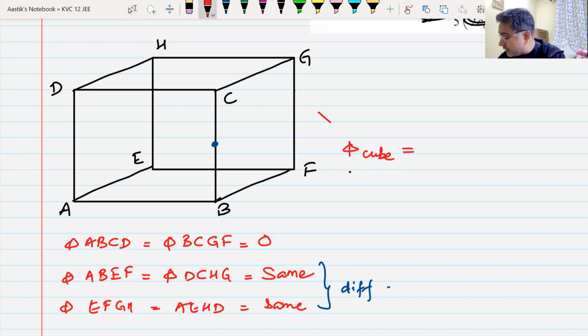I need to put a cube here in front, side by side of this one. Then I need to put a cube here in front of this one. Then I need to put a cube in front of the second one. Now it will be exactly at the center of these 4 cubes, and the flux through any one cube will be Q by 4 epsilon naught. Do we understand this, or has this gone above our head, saying bye bye? Yes or no? So I need 4 cubes to enclose it completely, symmetrically.